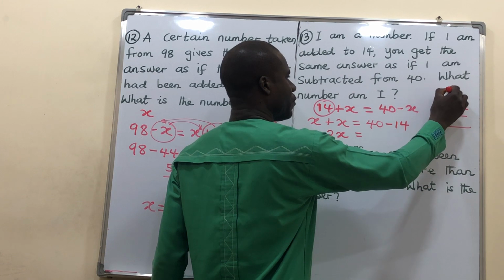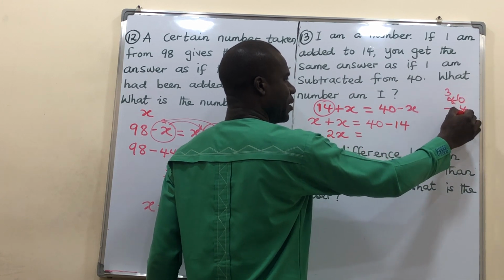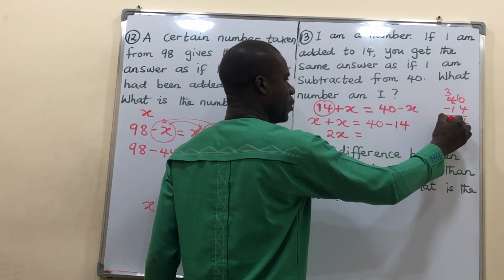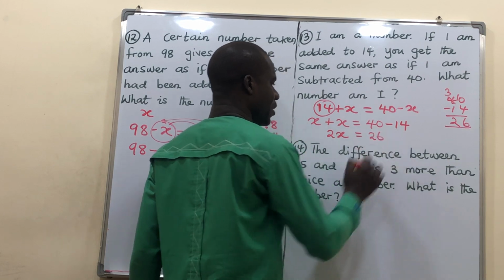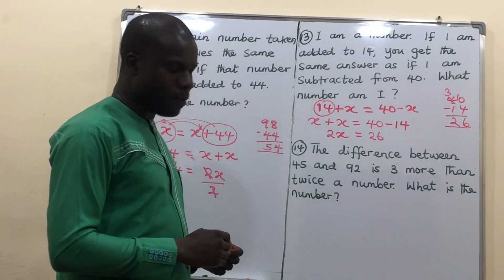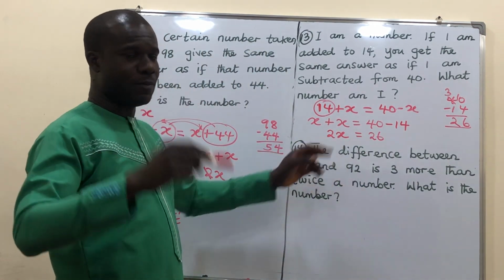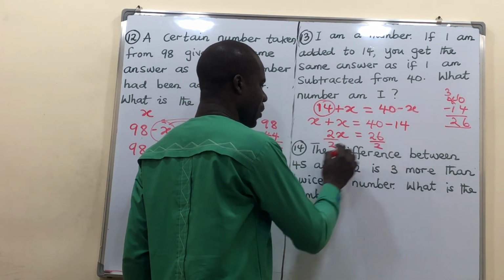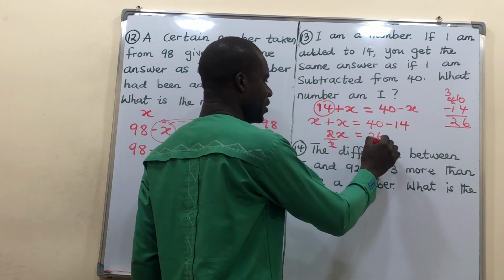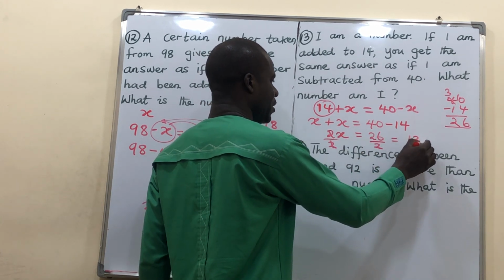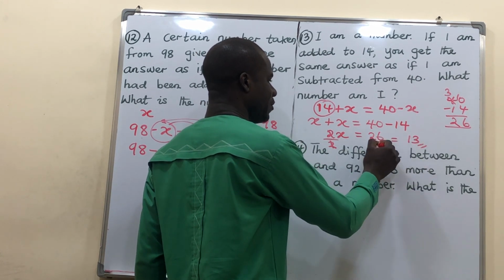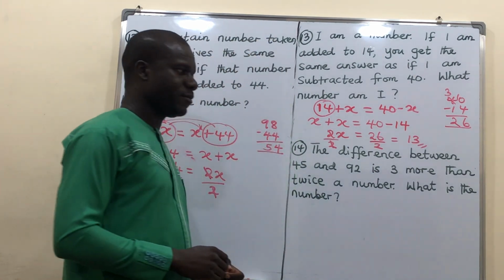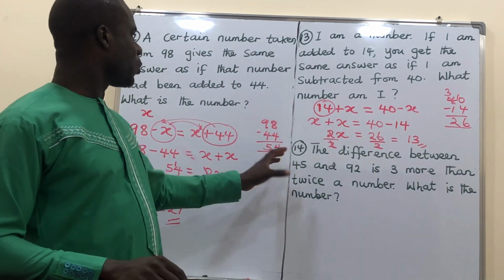Borrow 1 from 4, 3. 10 minus 4 is 6. 3 minus 1 is 2. This will give me 26. To get the number represented by x, I'll divide both sides by 2. 2 cancels 2. 26 divided by 2 is 13. 2 divided by 2 is 1. 6 divided by 2 is 3. Now, let's look at question 14.